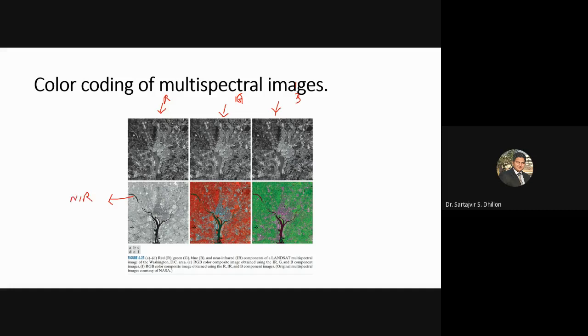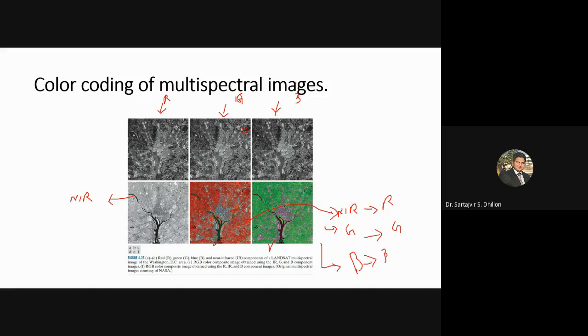That is NIR. We actually say it as the NIR band. And now this is a composite image. What do you understand by composite images? In this case, in figure E, we have put the NIR plane into the red band, the green band into the green plane, and the blue band into the blue plane.